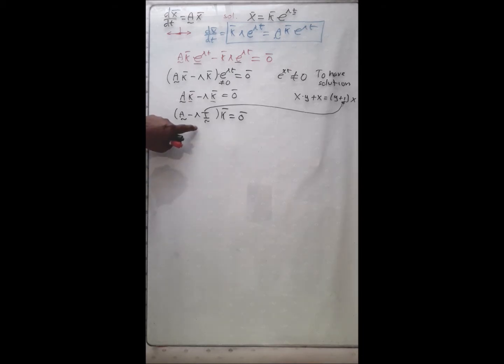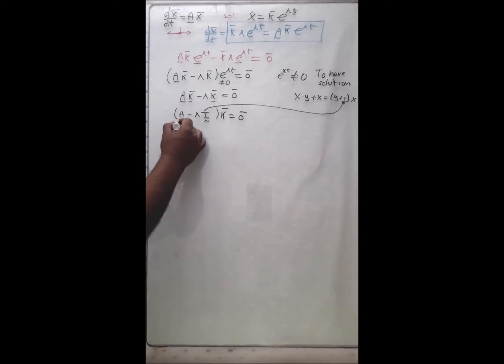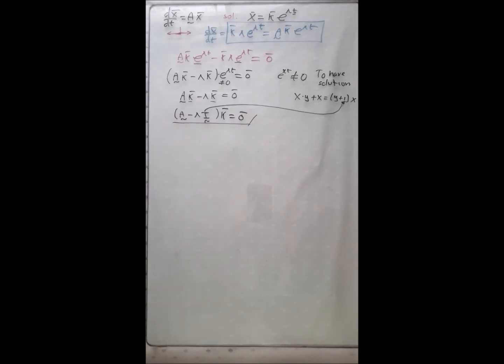And what is the identity matrix? It's just the matrix with the ones in the main diagonal. Okay, now what we have to find is this system of equations, because it is a system of equations.